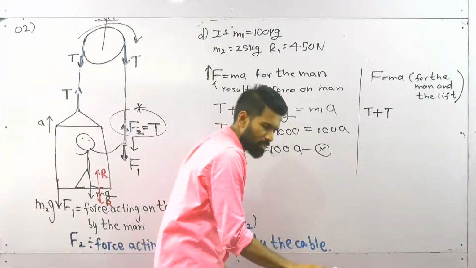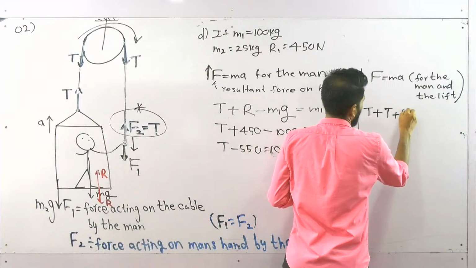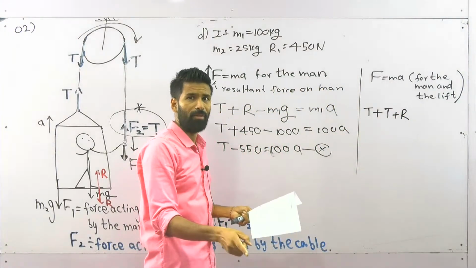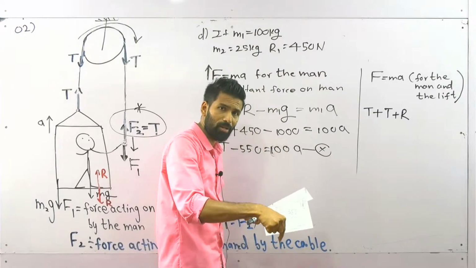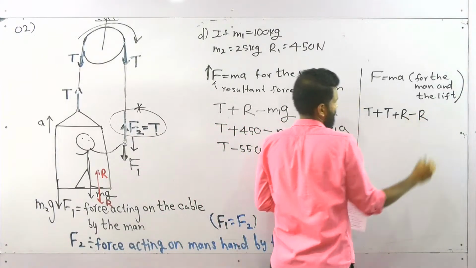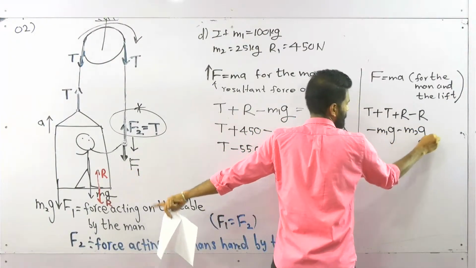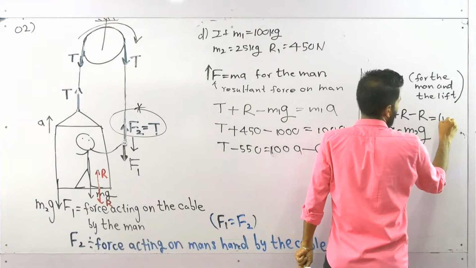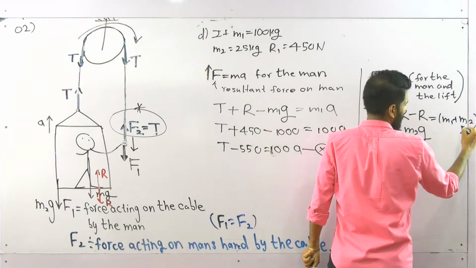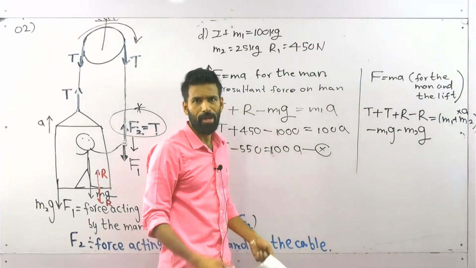And what else? When the man touches the ground, there's a normal reaction force acting upward on him. But you have to consider the cage also. When the man touches the ground, there's a normal reaction force acting on the cage downward. It's minus. And the weight of the man and the weight of the cage, they are minus, is equal to M1 plus M2, the combined mass, into A.